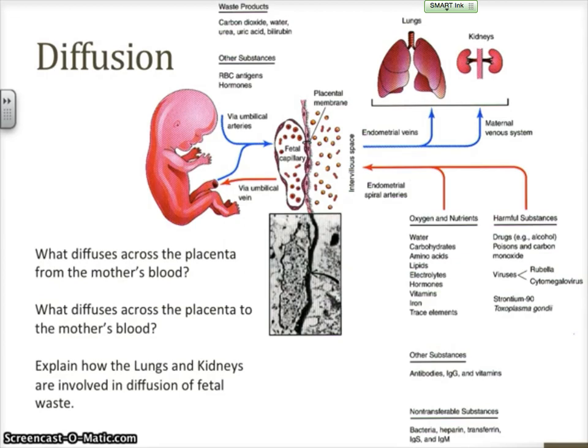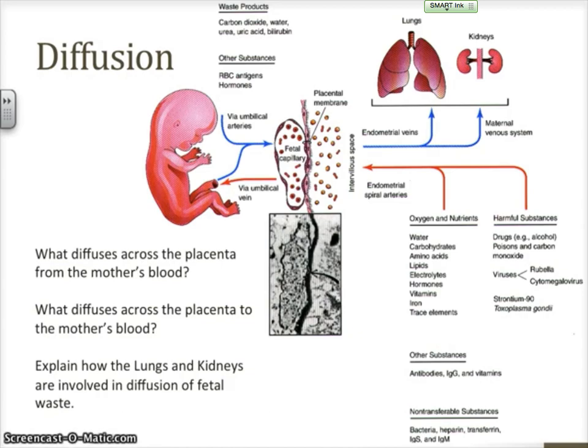A big theme when we talk about a fetus that's developing is diffusion. Remember that materials are diffusing. They're passing from a high concentration to a low concentration in order to either go into the fetus or leave the fetus to keep it alive. So a few quick questions. Number 1, what diffuses across the placenta from the mother's blood to the baby?